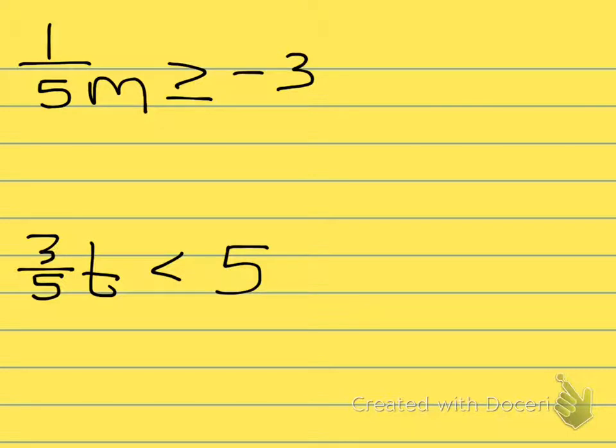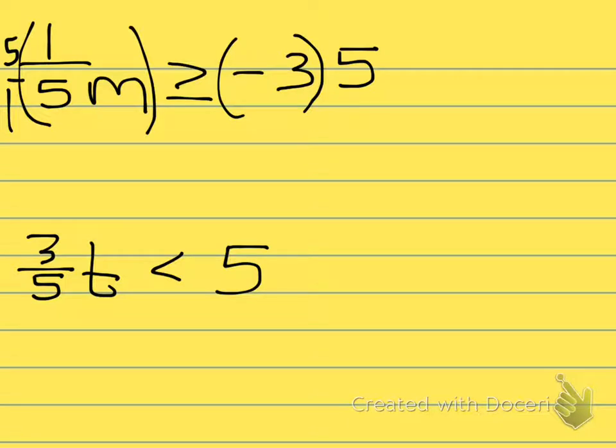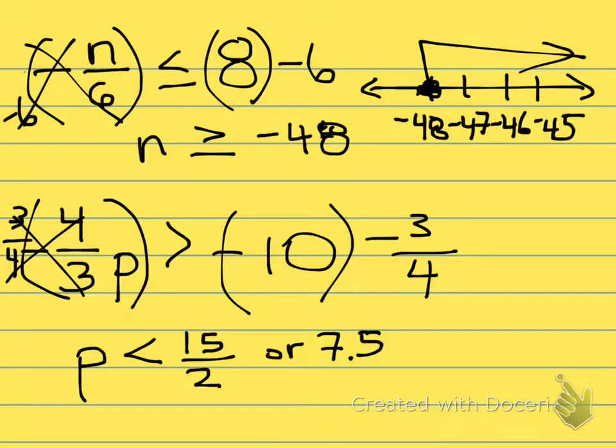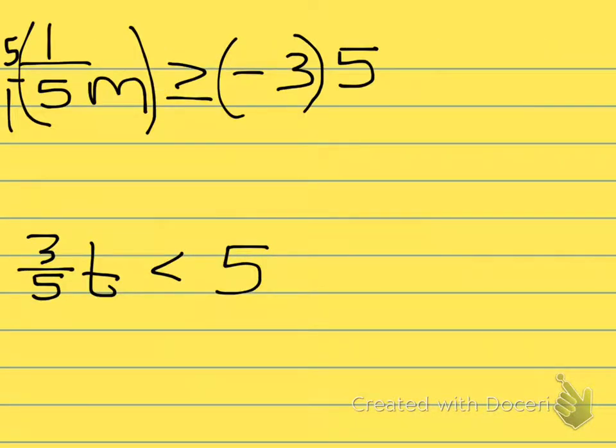Here, we're trying to get m by itself, so we need to get 1/5 canceled out. Again, we have a fraction, so we multiply by the reciprocal to cancel it out. But this is a positive number, so I'm multiplying by positive 5 over 1. That'll get me m by itself. But I multiplied by a positive number, so my symbol is going to stay the same direction, even though my answer is negative 15.